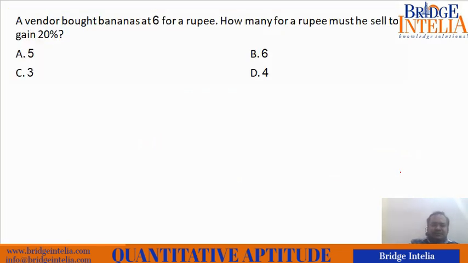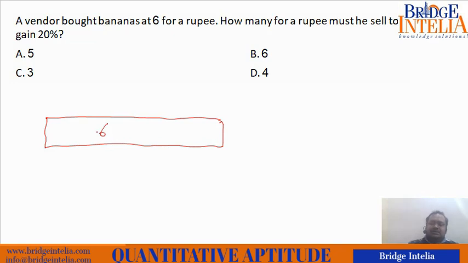Let's move to next one. Now, a vendor bought bananas at 6 for a rupee. How many for a rupee must he sell to gain 20%? Please understand. So he has invested 6 rupees and bought 6 bananas. So his investment is 1 rupee. Question is, how many for a rupee must he sell to gain 20%? So if he wants to recover his entire investment, his investment is 1 rupee, he wants to recover that 1 rupee, and he also wants to make profit.